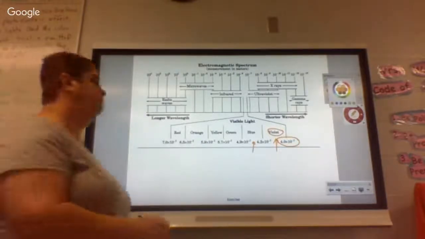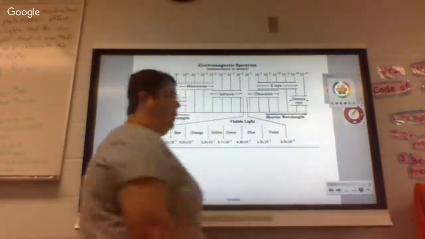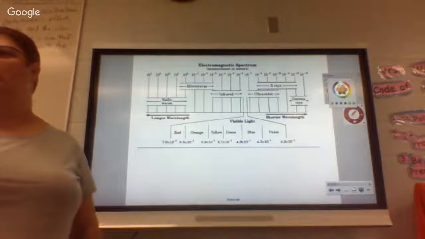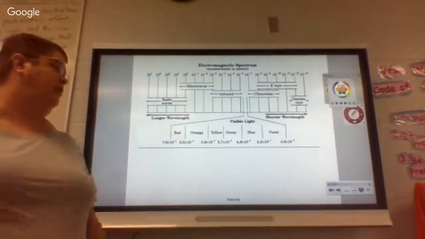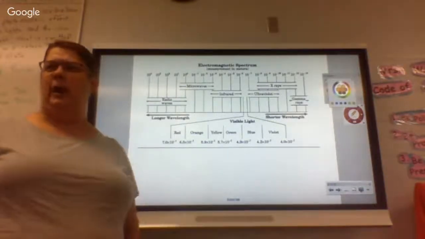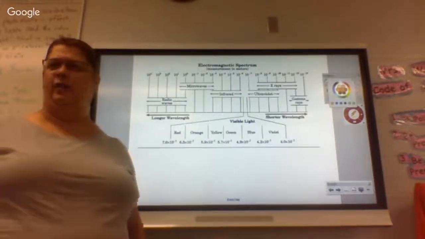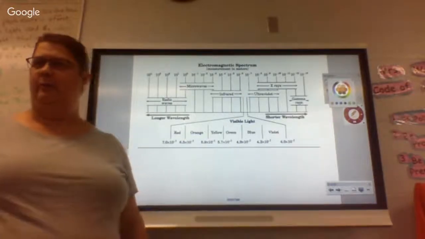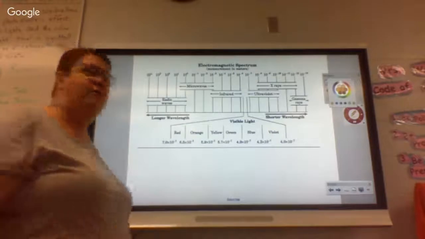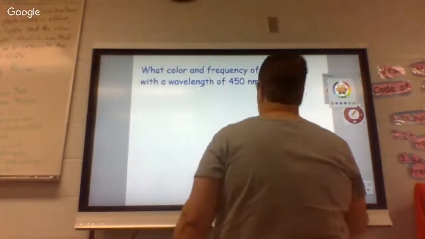What if it's right between blue and violet, right there between? Then you could put blue/violet. I wouldn't take off if it was on the line and you wrote blue/violet. That would be fine. I'm not going to be that picky.